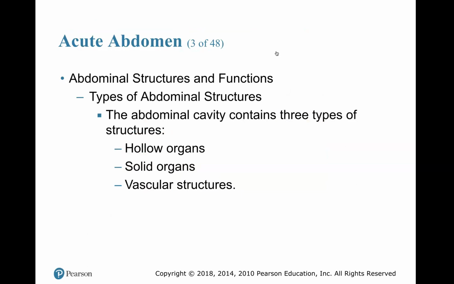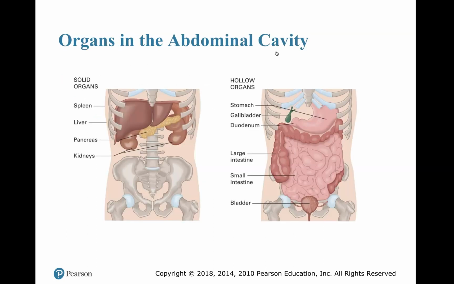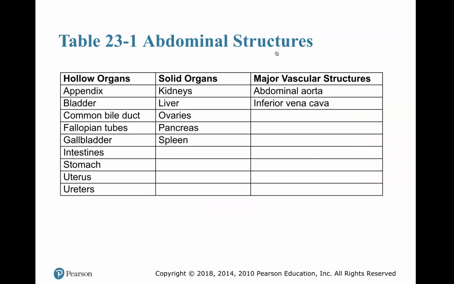Types of abdominal structures. The abdominal cavity contains 3 types of structures: hollow organs, solid organs, and vascular structures. Organs in the abdominal cavity. Here's a figure that you need to study and get to know very well. Here's a figure with hollow organs, solid organs, and major vascular structures.